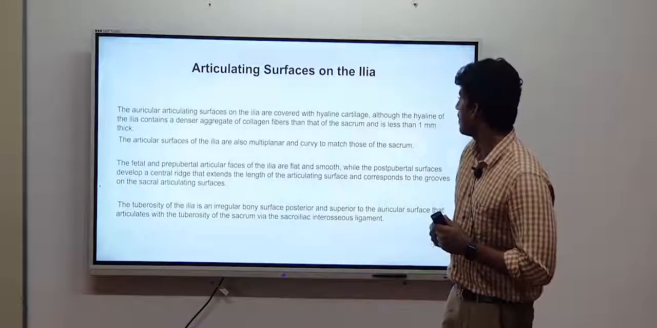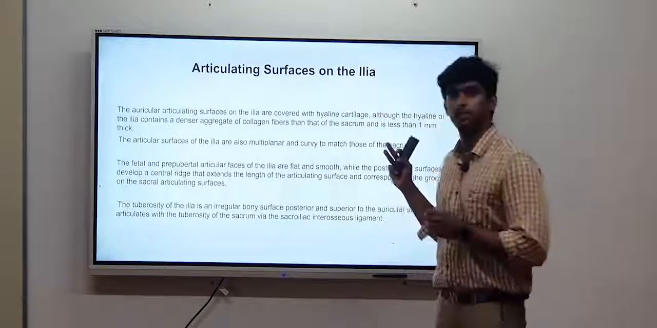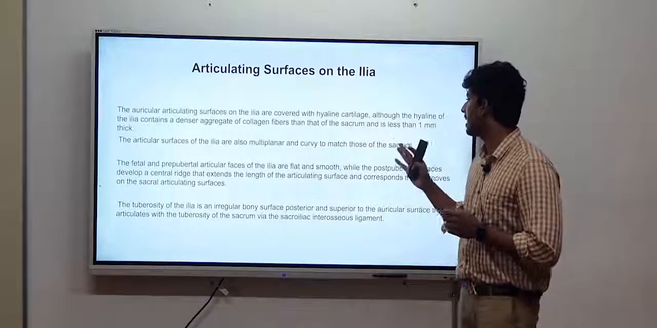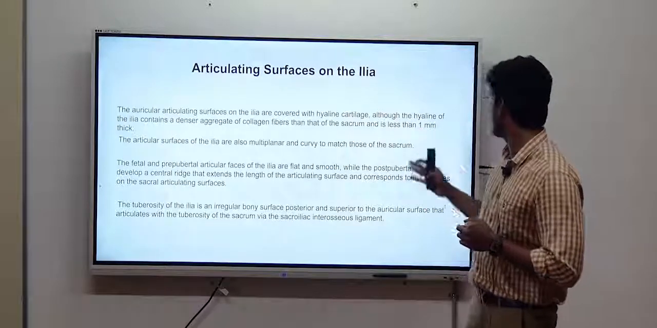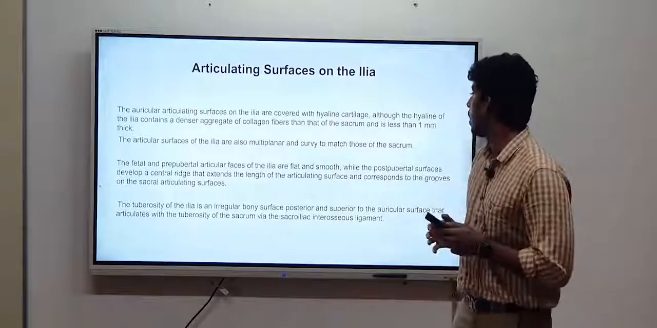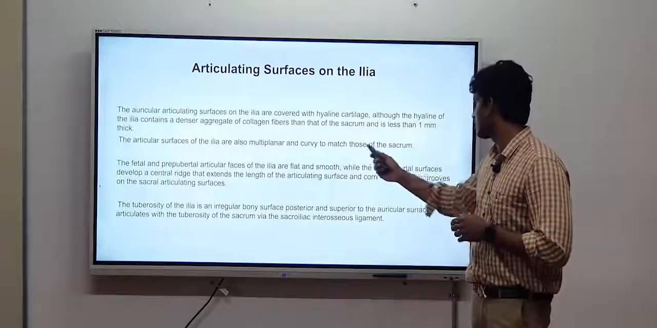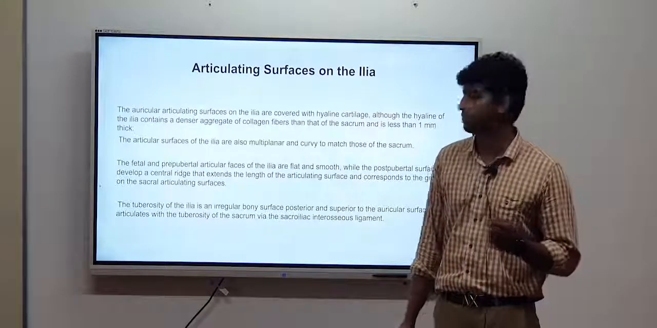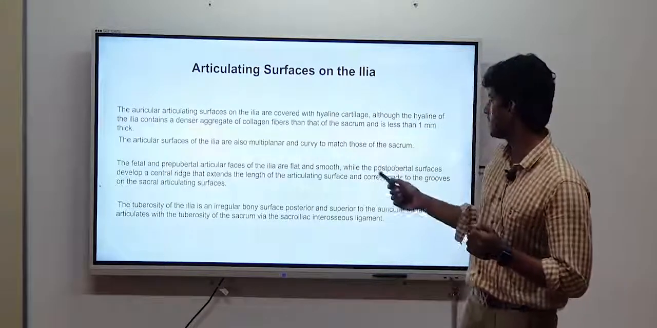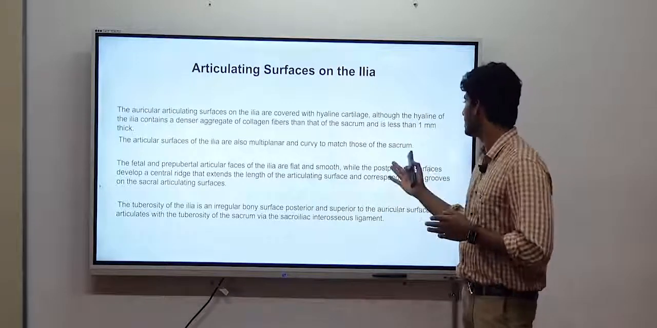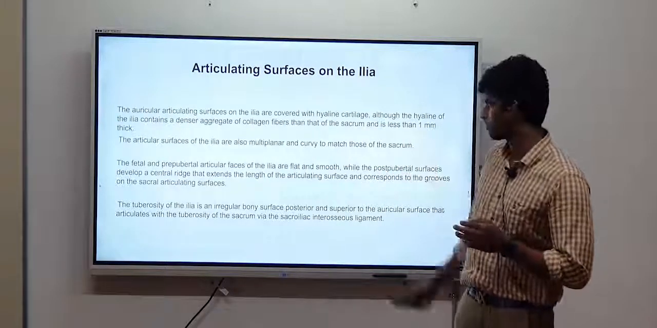Next is the articulating surface on the ilia. The articulating surfaces of the ilia are covered by the hyaline cartilage. Although the hyaline of the ilia contains a denser aggregate of collagen fiber than that of the sacrum, it is less than 1 millimeter in thickness. So the articular surfaces of the ilia are also multiplanar and curvy to match those of the sacrum.